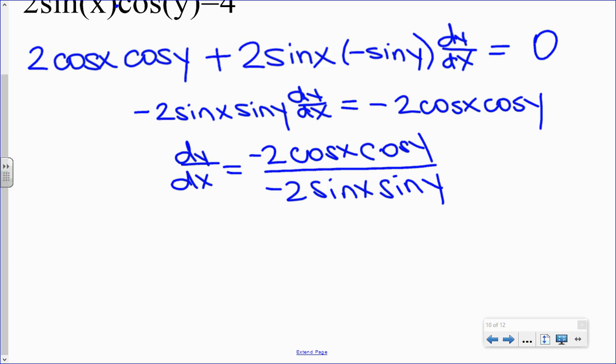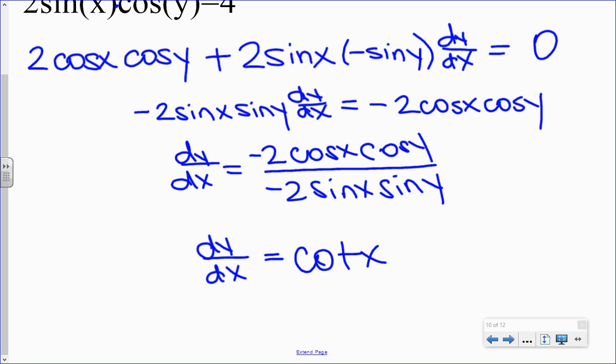All right? Now, if you left your answer like that, not going to complain. However, if this were like a multiple choice question, what is cosine of x over sine of x? Cotangent of x. And cosine of y over sine of y. And so you're probably going to see them simplify it to this.